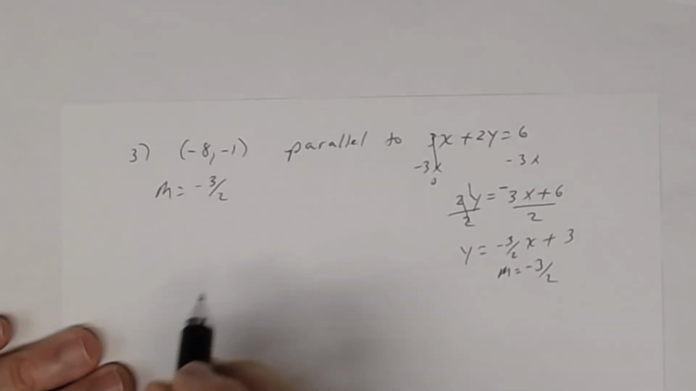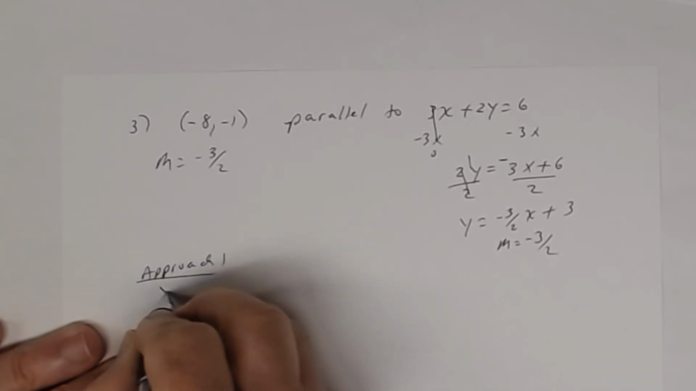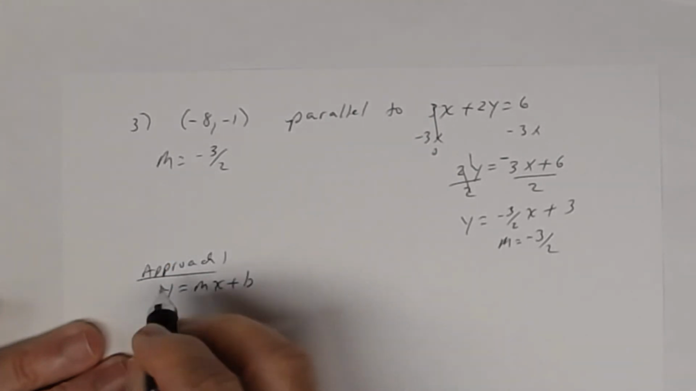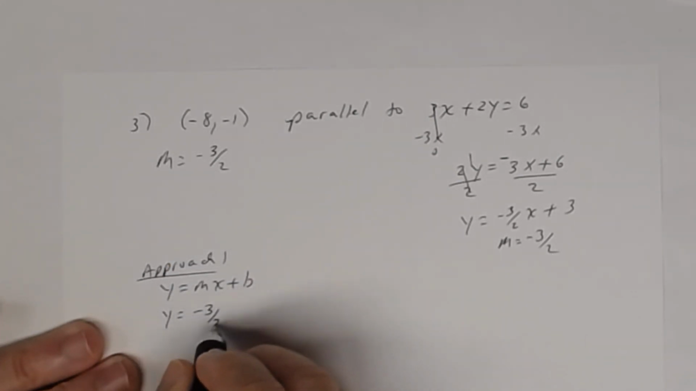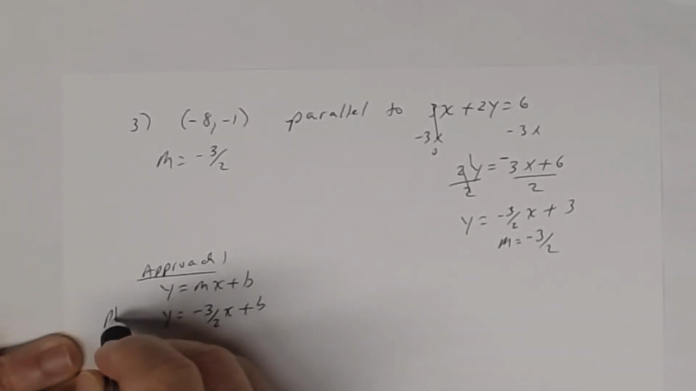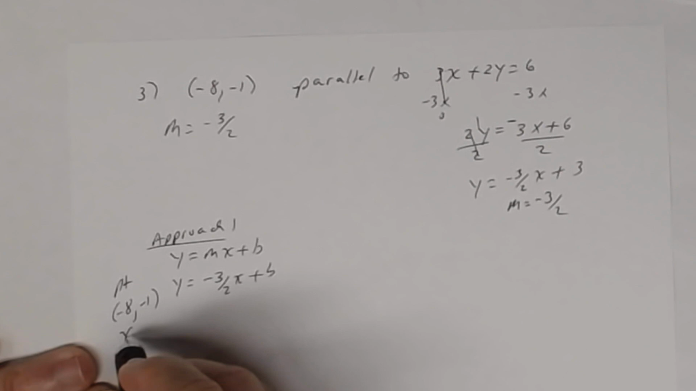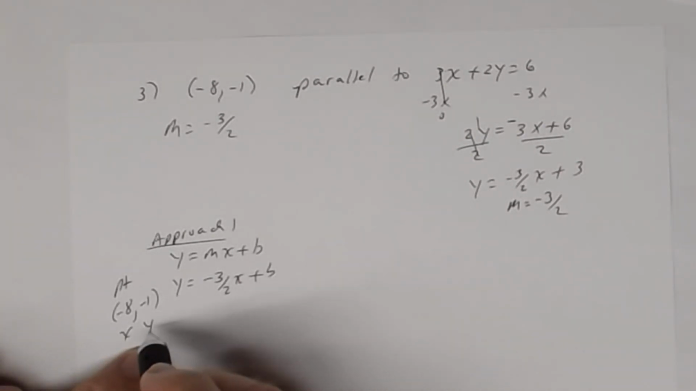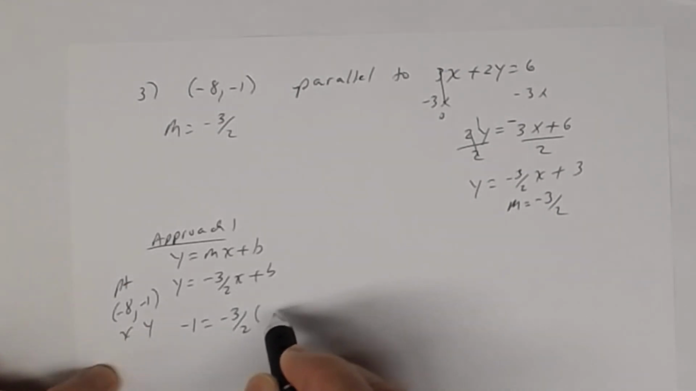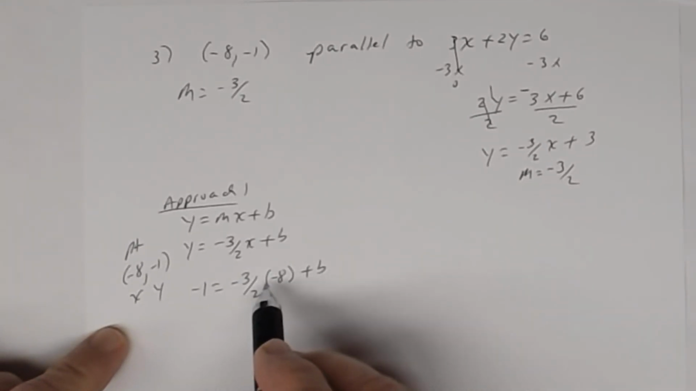All right, and so now we can find the equation. Approach 1, slope-intercept form, y equals mx plus b. I now know the slope, negative 3 halves, so I get y equals negative 3 halves x plus b. So I've got to find this y-intercept. To find the y-intercept, I'm going to use the fact that a point on that line is negative 8, negative 1, right? So this is your x, this is your y. In place of y, I'm going to substitute negative 1 equals negative 3 halves times x, which is negative 8, plus b. Negative 8 is divisible by 2, so let's go ahead and do that.